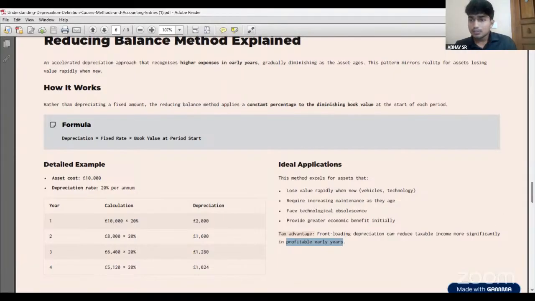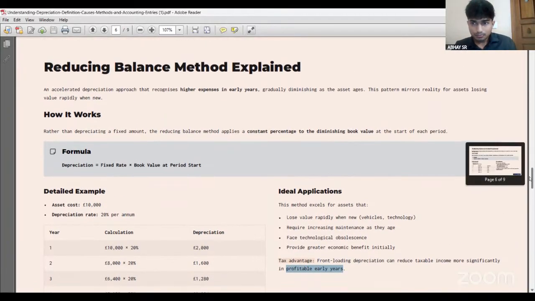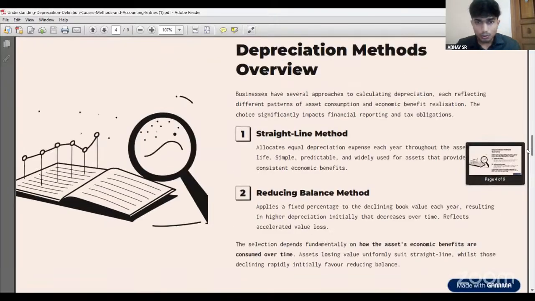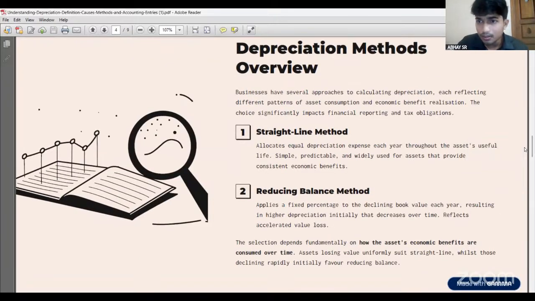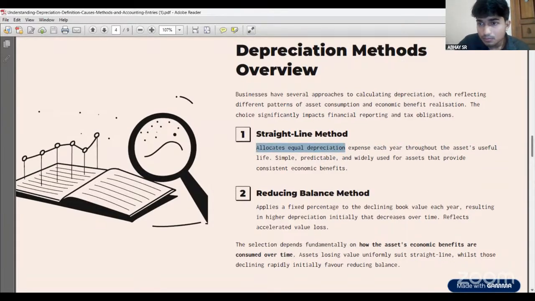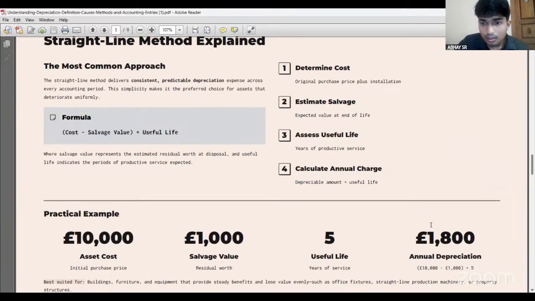So let's talk about the differences. Let's go through the definition again and then go to the differences. If you see, the straight line method allocates equal depreciation. This depreciation amount won't change no matter what. For 5 years, it would be the same.